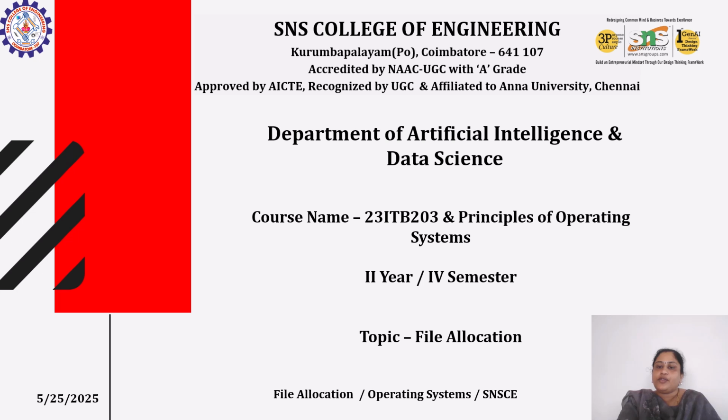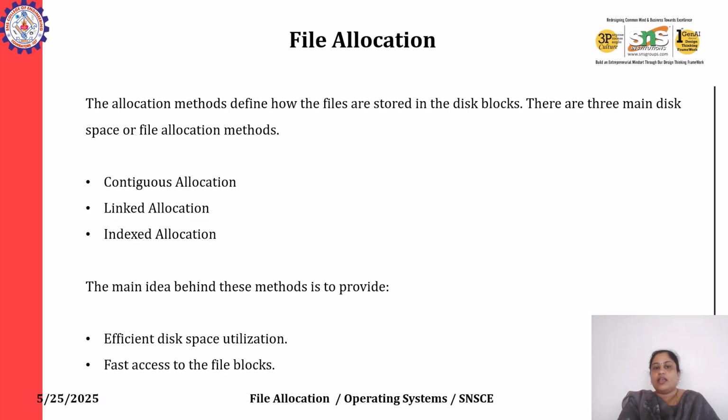Today we are going to continue with the previous lecture topic, file allocation, under principles of operating systems. In the previous lecture series we saw what a file is. As we all know, a file is a collection of recorded information. So why do we need file allocation? File allocation defines how the file or the directory is stored in the secondary storage disk.